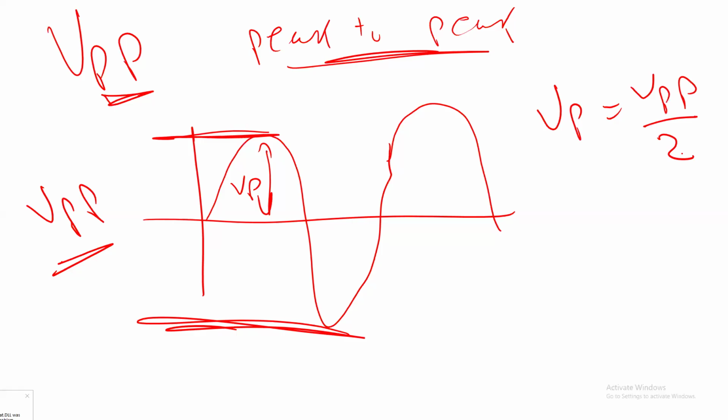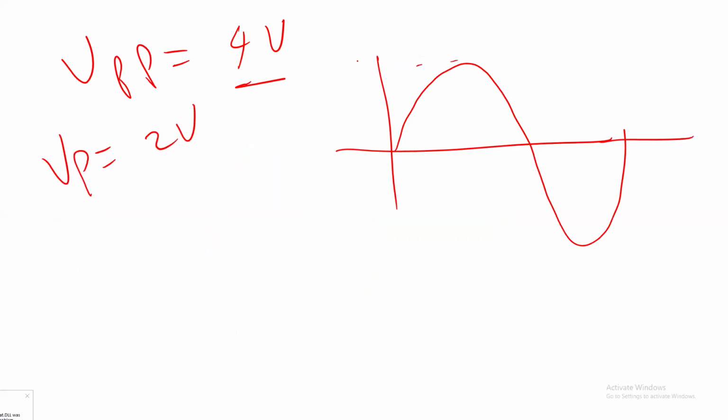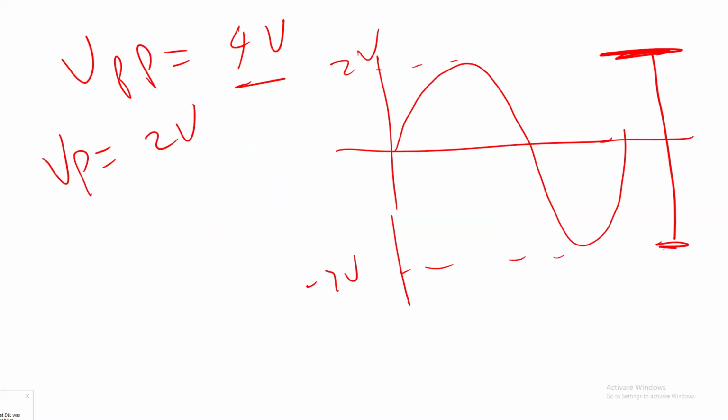That's true. For example, if I tell you I have a signal with VPP equal to 4 volts, what does it mean? It means VP equals 2. So if you have a signal this way, here should be 2 volts and here should be negative 2 volts. From the maximum value to the minimum value should be 4 volts. So this is another parameter you need to know, VPP, peak to peak.